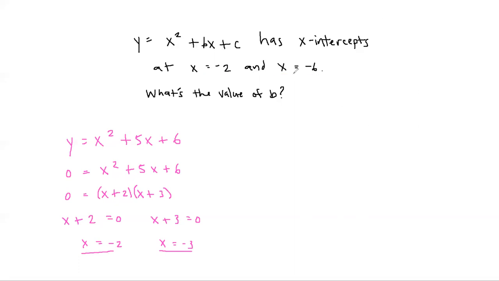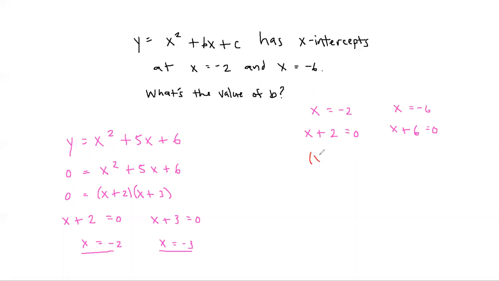If the x-intercepts are at -2 and -6, it tells us that when x is equal to -2, the entire polynomial is 0. And when x is equal to -6, the entire polynomial is 0. What we can say then is that if x equals -2, x plus 2 equals 0. If x is equal to -6, then x plus 6 equals 0. What we're doing here is working backward to find our factors.